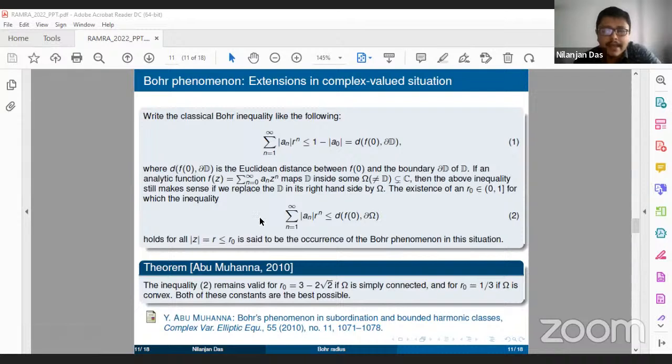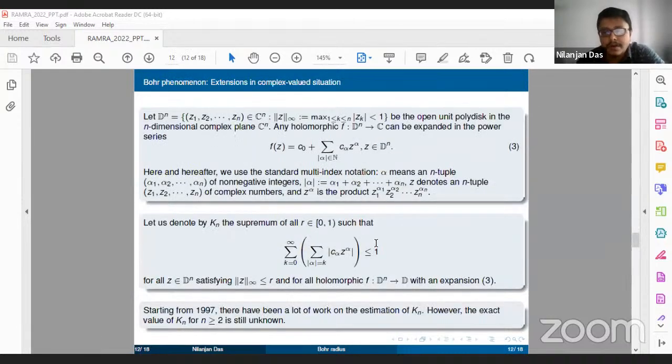So with that definition in hand, in 2010, Abu-Muhanna showed that this Bohr inequality, inequality 2, remains valid for mod z less than or equal to 3 minus 2 root 2 if we assume that omega is only simply connected, and this quantity 3 minus 2 square root of 2 can be improved to 1/3 if omega is convex. Most of these constants are the best possible. Those can be seen by taking Koebe functions and half plane mappings.